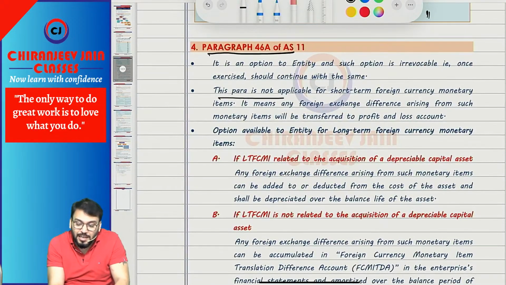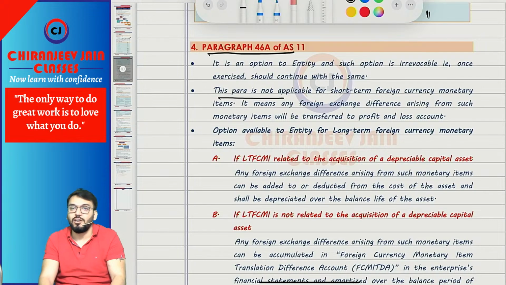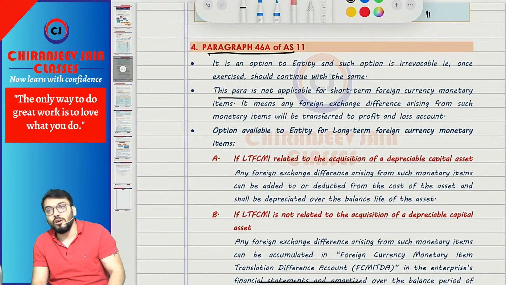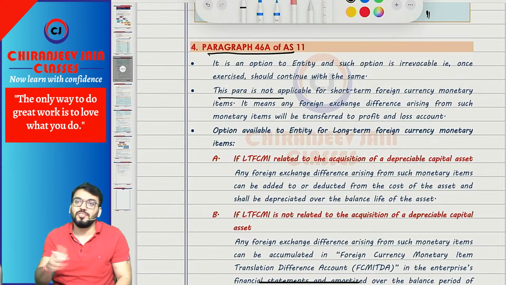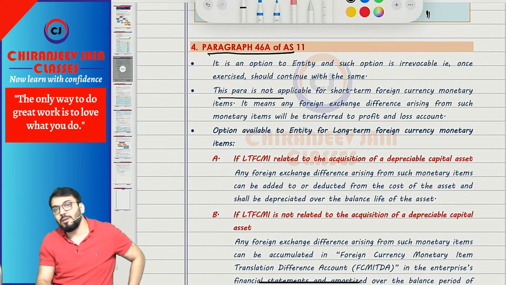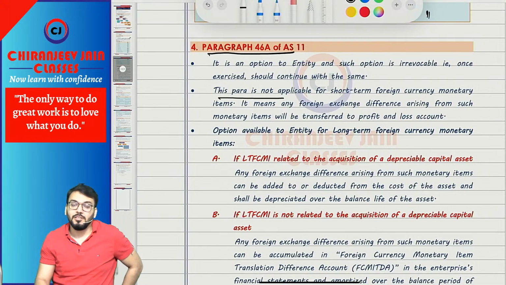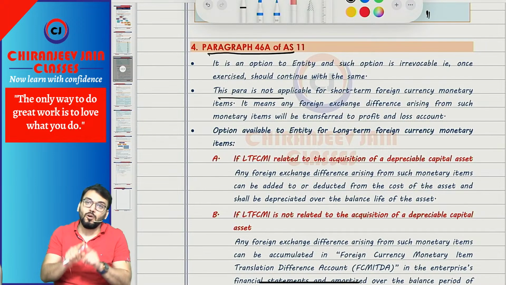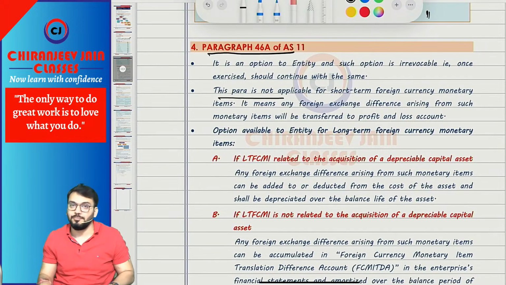Now this para is not applicable to short-term foreign currency monetary items. If there is any short-term foreign currency monetary item, the exchange difference will always be transferred to P&L; for that, the capitalization option is not there. This para is applicable only to long-term foreign currency monetary items. Now for the purpose of capitalization, the long-term foreign currency monetary items are of two types.